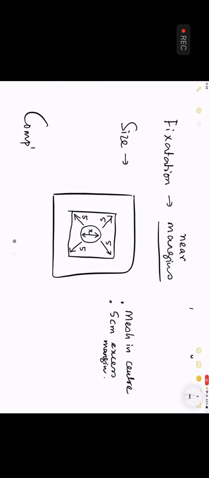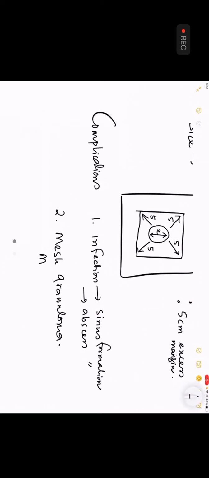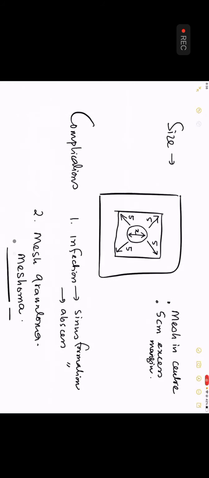Complications of a mesh are 2. Number 1, infection, sinus formation, which is a very damn problem, abscess formation. Number 2, mesh granuloma, also called a meshoma. You'll be laughing now. Not meshomocyte. It is called a meshoma.